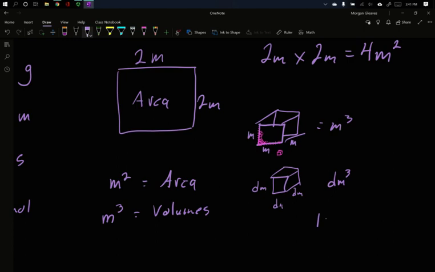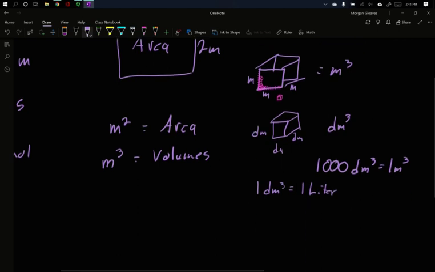So there are 1,000 decimeters cubed in every 1 meter cubed. Well, why do we care about this? It's that 1 decimeter cubed is 1 liter, written as 1 capital L. So the volume unit we tend to use is the liter. We tend to talk about liters. Liters are a volume, though. They are a distance by a distance by a distance. And so 1 liter really is a decimeter cubed.